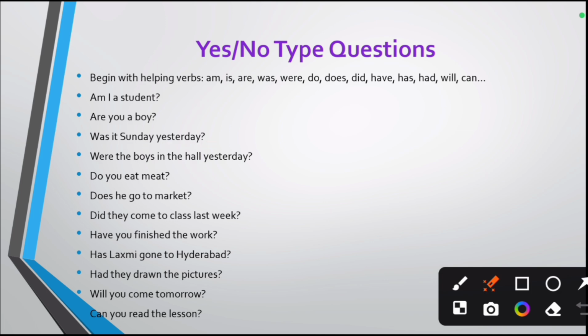Was it Sunday yesterday? Where were the boys in the hall yesterday? Do you eat meat? Does he go to market? See, every question here is starting with a helping verb and it is ending with a question mark. So clearly it's an interrogative sentence.